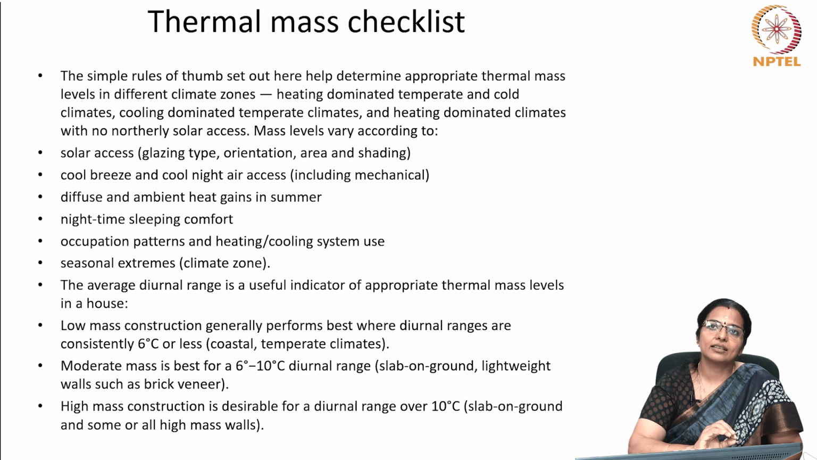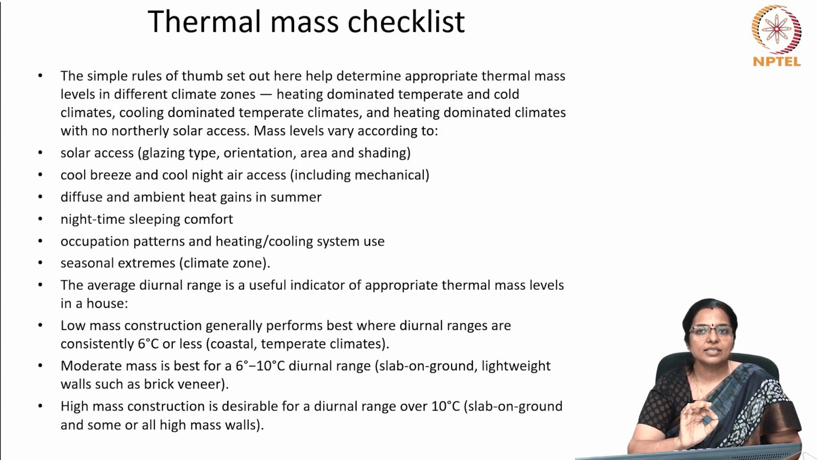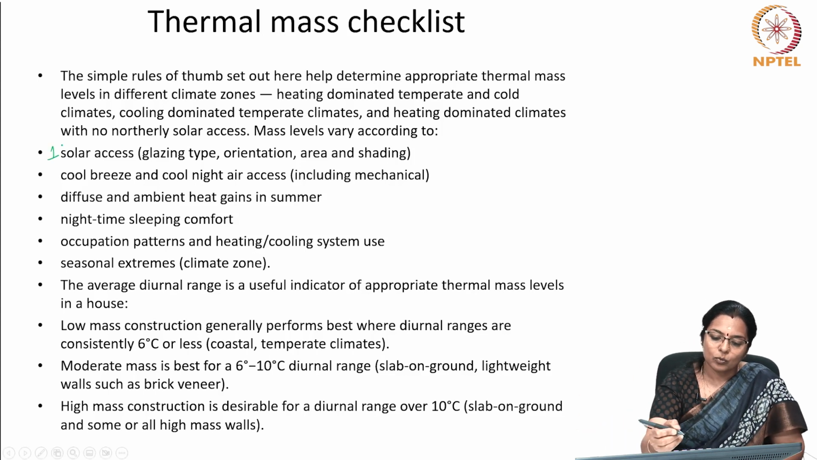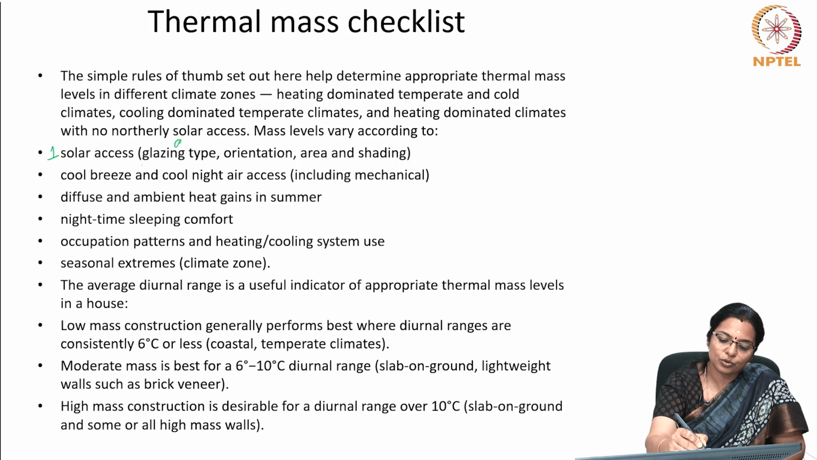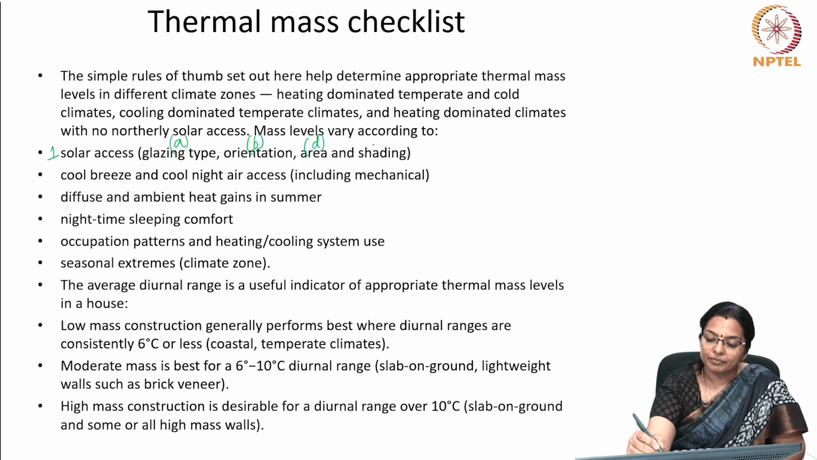Let us look at the thermal mass checklist. The simple rules of thumb set out here determine appropriate thermal mass levels in different climate zones. Heating dominated temperate and cold climates, cooling dominated temperate climates, and heating dominated climates with no northerly solar axis. Mass levels vary according to a solar axis, which has direct relationship to glazing type, building orientation, area and shading.